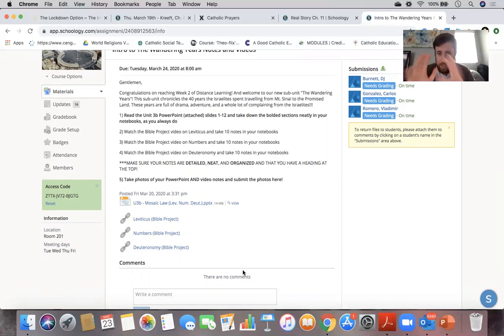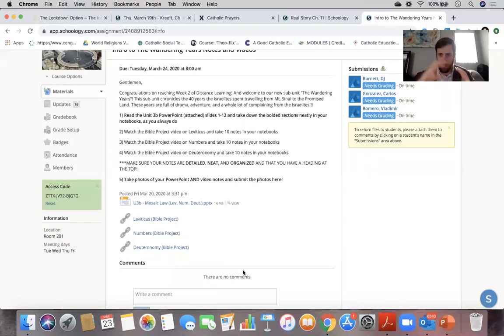So your assignment today is just on this. Very simple. Nice, neat PowerPoint notes that are labeled, nice, neat Leviticus notes that are labeled, nice, neat Numbers notes that are labeled, and nice, neat Deuteronomy notes that are labeled. So you're going to have your PowerPoint notes and then 3 video notes. That's a total of about 40 notes. So it shouldn't be just 1 page this much. That's not enough for this assignment.